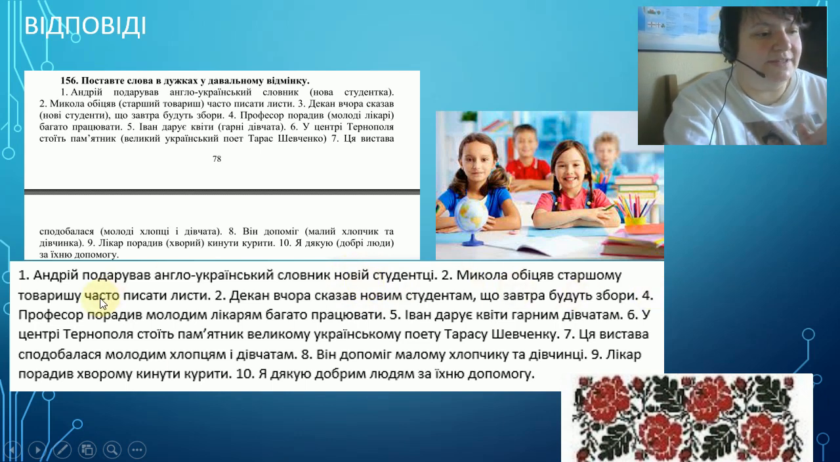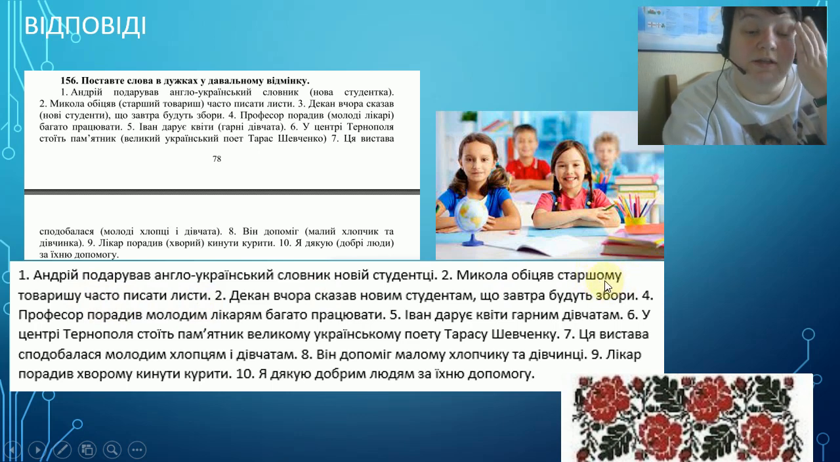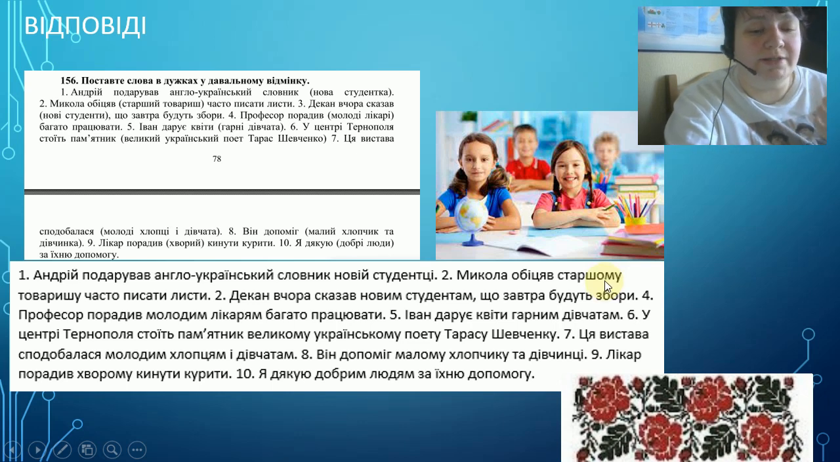Микола обіцяв старшому товаришу часто писати листи. Mykola promised his elder friend to write letters often. Часто means often. And we need to look at the adjective. Старшому товаришу, grammatical masculine. So we have ending omu.